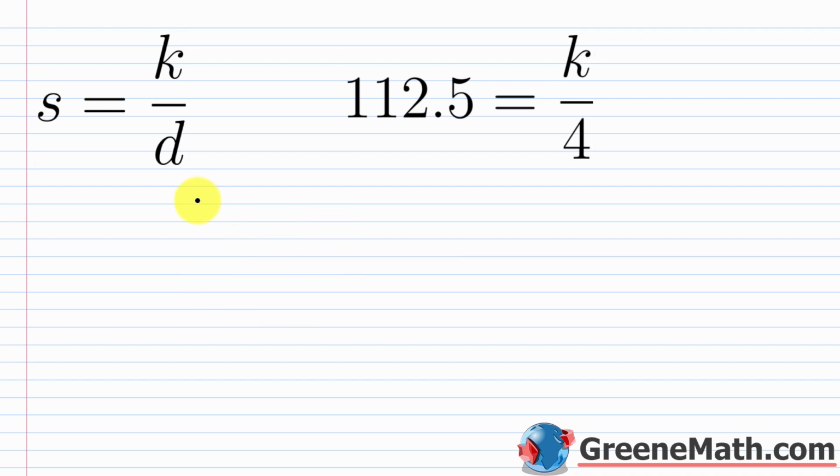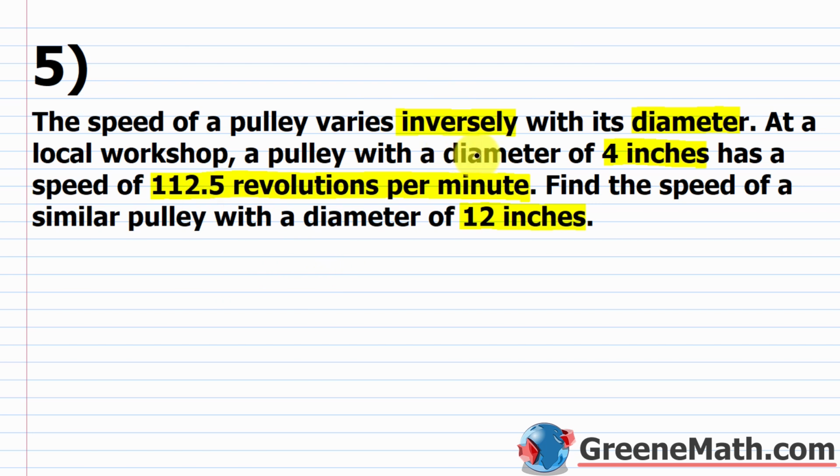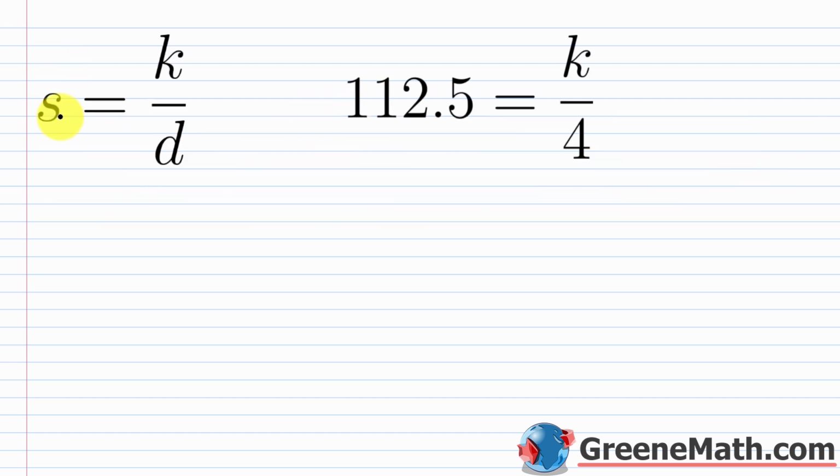So in the initial situation, let me go back up. It's a pulley with a diameter of 4 inches. So the diameter, we're going to plug in a 4 for our D, and it has a speed of 112.5 revolutions per minute. So we're going to plug in 112.5 for the S. So coming down, again, you're plugging 112.5 in for S. You're plugging a 4 in for D. So you're using this to solve for K, the constant of variation. So all you have to do is multiply both sides of the equation by 4. So this would cancel. You're going to get K is equal to, in this case, 4 times 112.5 is 450.